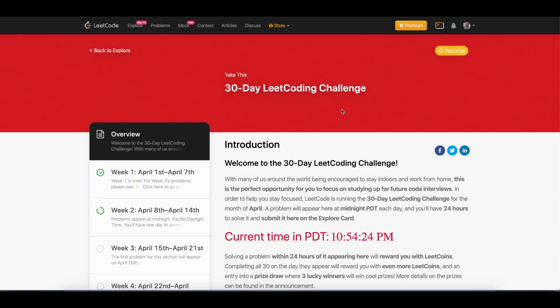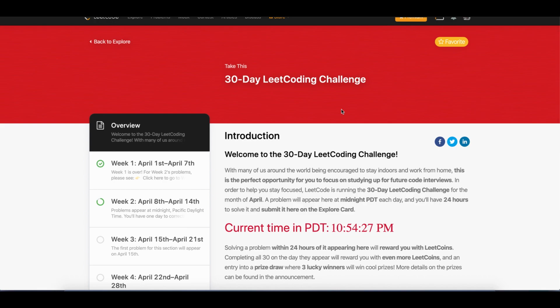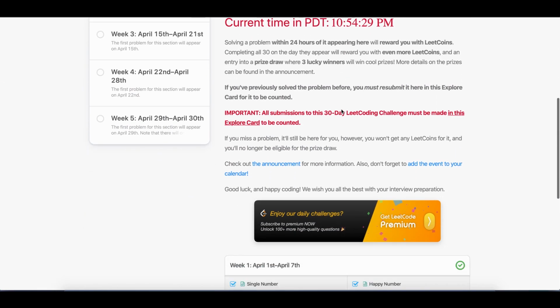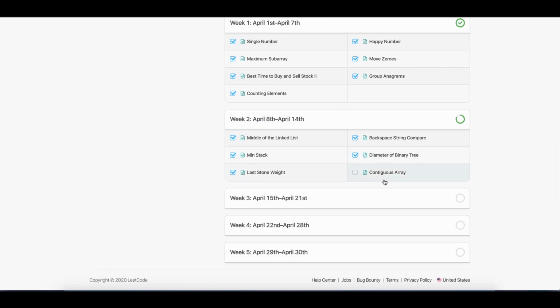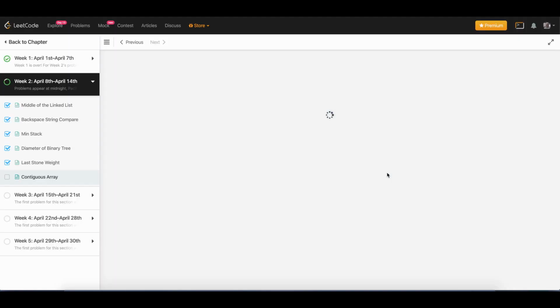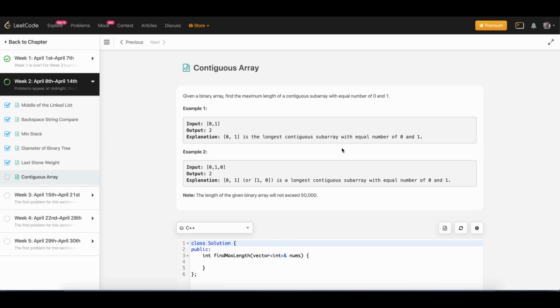Today we are going to solve the 13th problem of the 30-day LeetCoding challenge, and the problem name is Contiguous Array. Let me open the problem and we will solve it from scratch. I will go through all the thinking process and solution idea generation and everything that we need to do in a real coding challenge in interviews. So let's begin. Contiguous array.